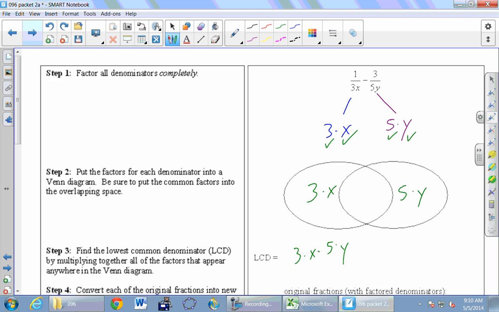And it's totally fine to change that to 15xy. That's what that's equal to. But doing that actually makes things harder in the coming step. So I would encourage you just to leave it. Don't multiply through. Multiplying through hides what's really going on.